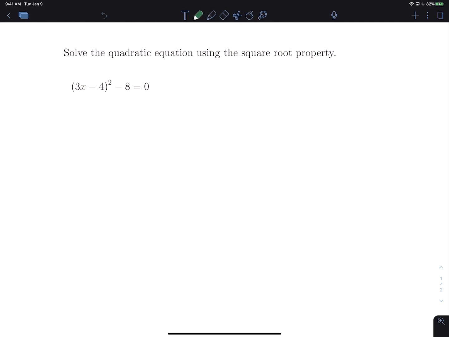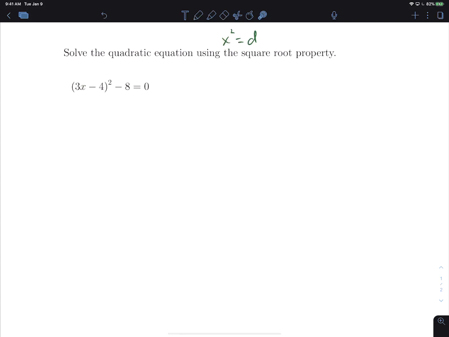Hello. In this example, we want to solve the quadratic equation using the square root property. Now, here we have (3x - 4) in parentheses squared minus 8 equals 0. Well, in order to use the square root property, I need to get it in this form.